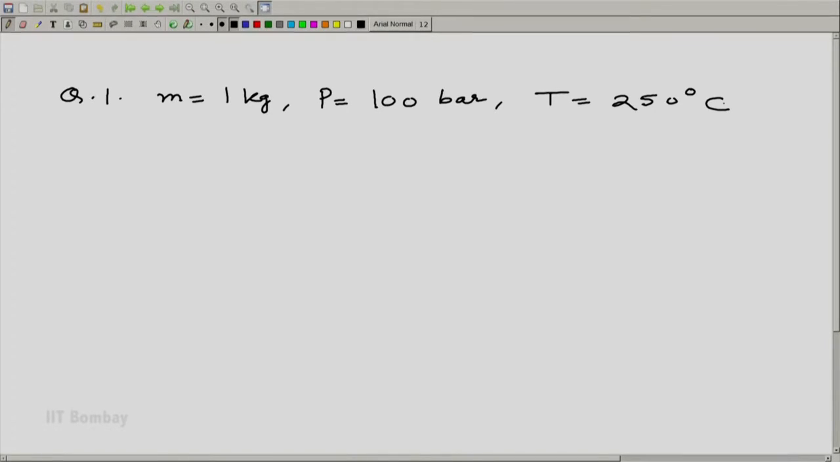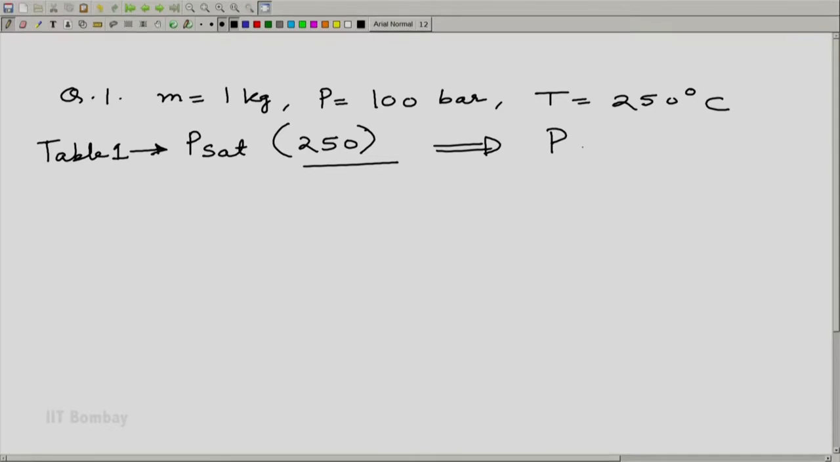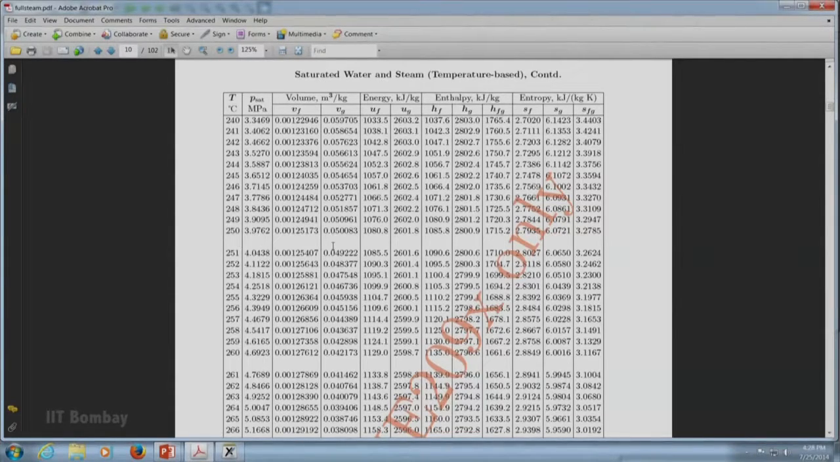Let us go to table 1 and see what the Psat value for 250 is. Let us refer to table 1, find the corresponding Psat value, and then we can compare that with P. So, in the steam table, table 1, let us see what Psat is at 250. Here we are: temperature is 250 degrees centigrade and the corresponding Psat is 3.9762, which is the Psat value. Let us note down this value and compare it with the P that we have been given.